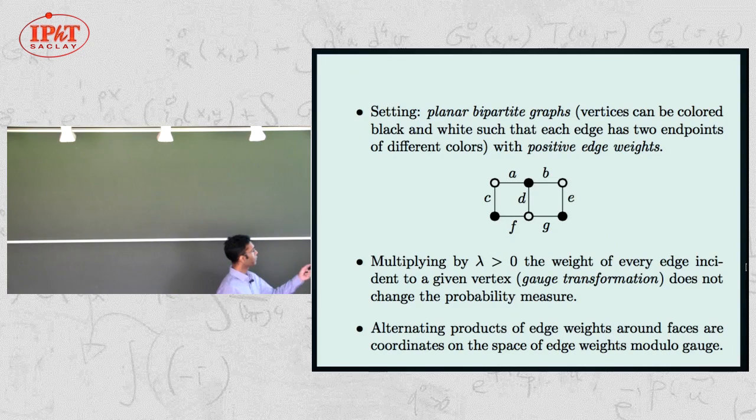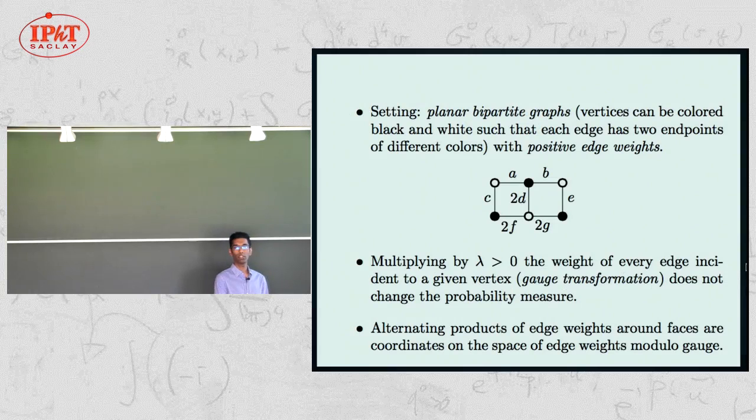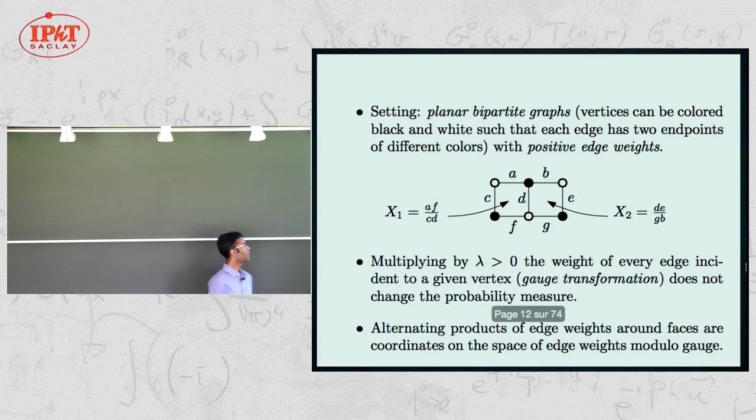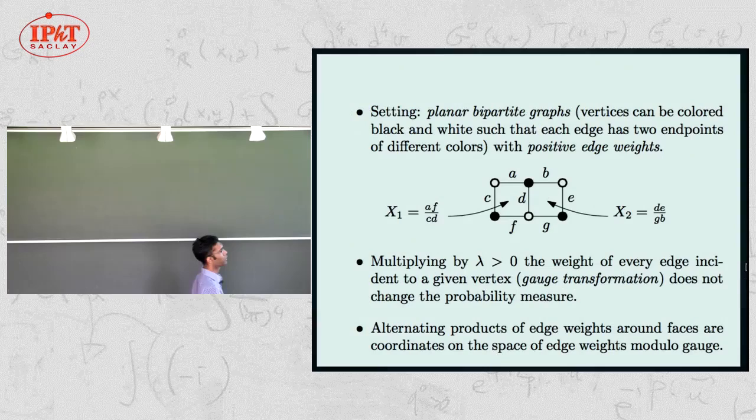A remark is that if you look, for example, at this white vertex and you multiply the edge weights of all the edges incident to that vertex by 2, then you do not change the Boltzmann probability measure. Why? Because each dimer covering contains exactly one of these 3 edges. So this means that the weight of each dimer covering will be multiplied by 2, so you are not changing the probability measure. More generally, if you pick any vertex and you multiply by lambda the weights of all the edges incident to that vertex, this is called a gauge transformation, you do not change the probability measure.